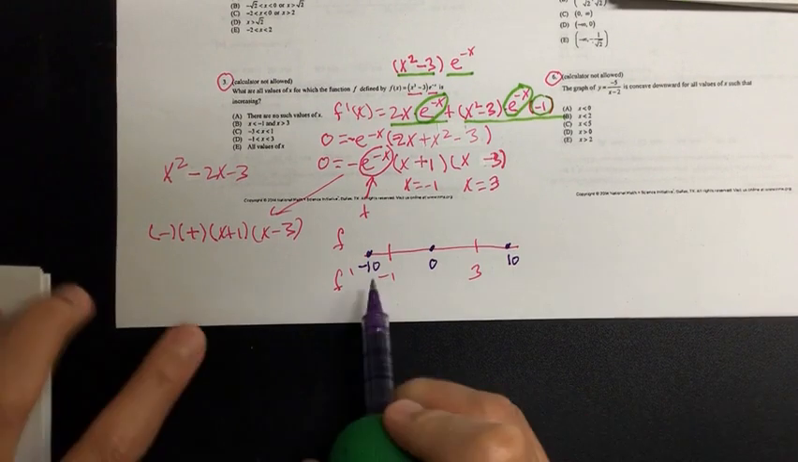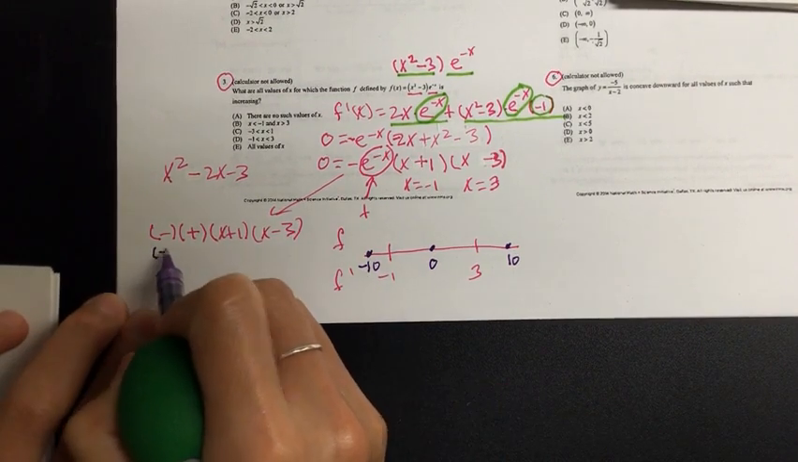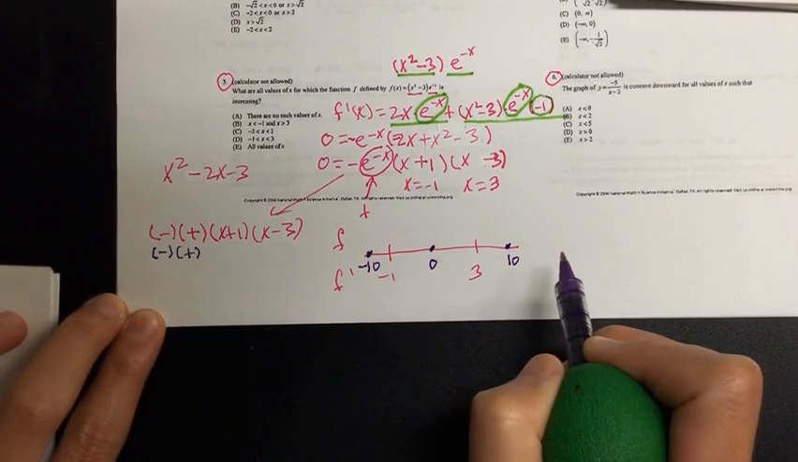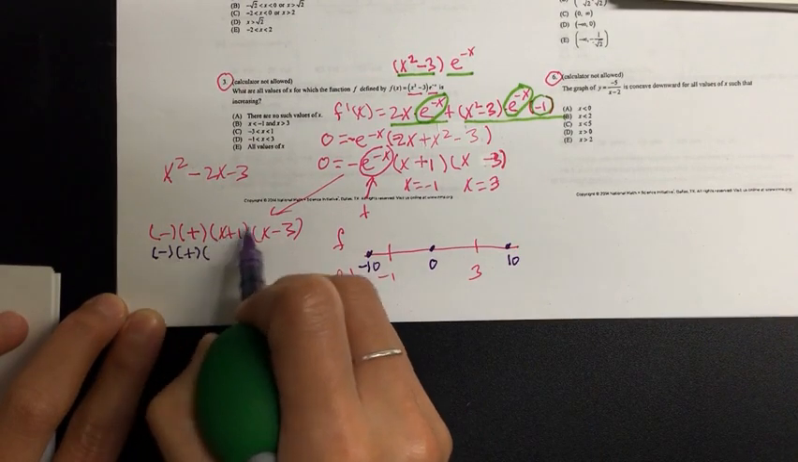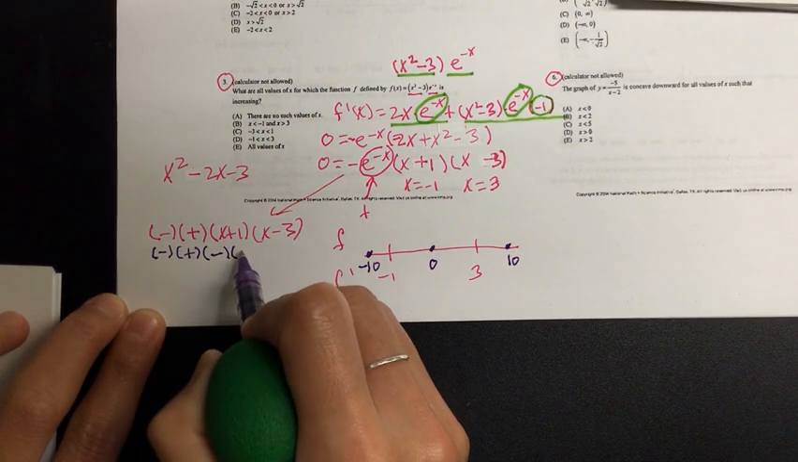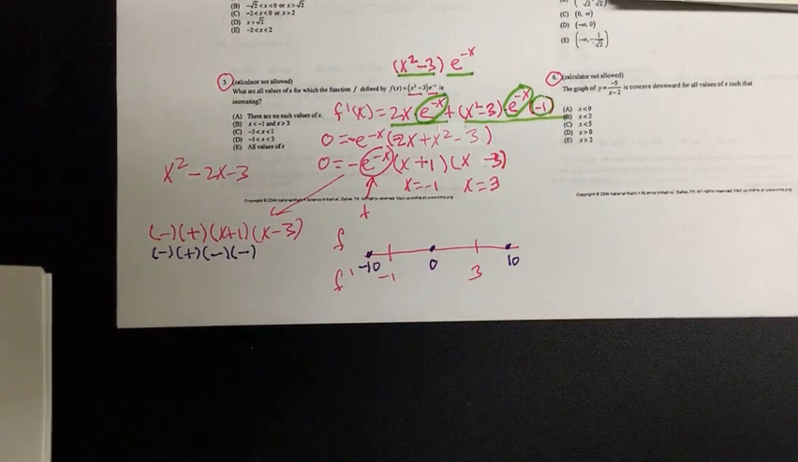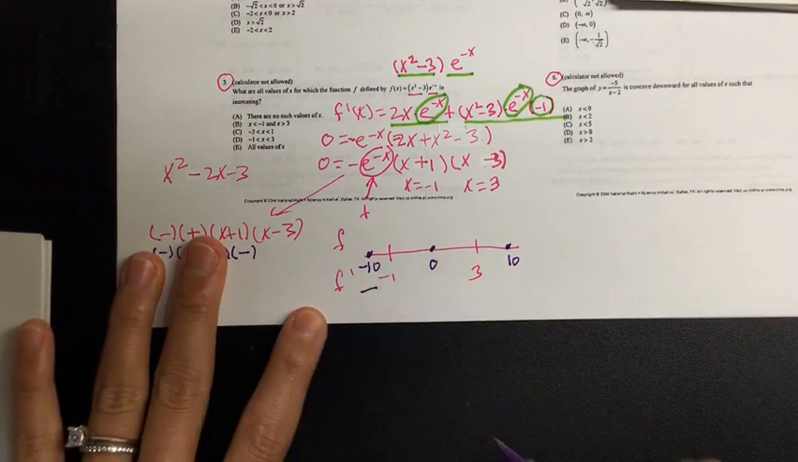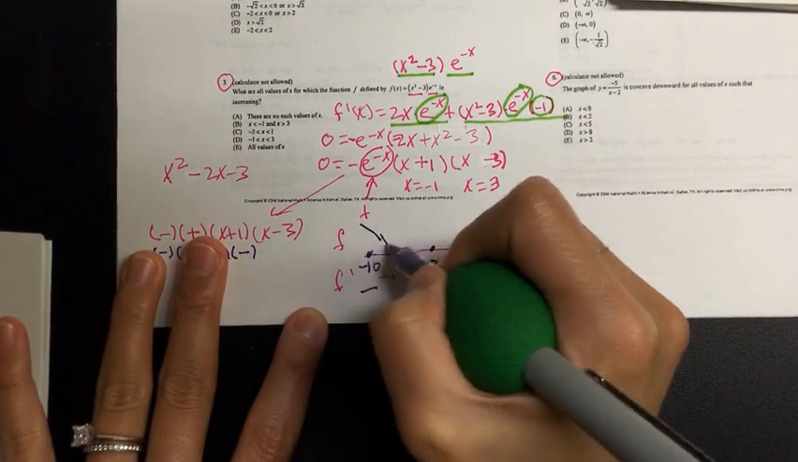So let's plug in the negative 10. It's going to be negative here no matter what, positive no matter what. When I plug in negative 10 into this function, it's going to give me a negative number. What about the last one? Negative. Also a negative. So if I have 3 negative numbers, my result is negative. So we know our graph is going down right here.